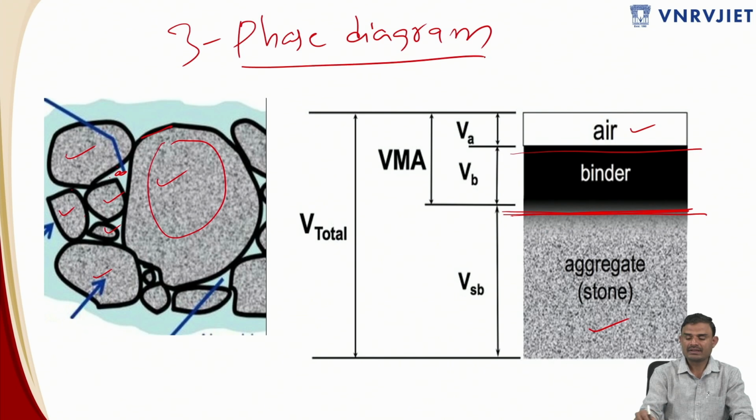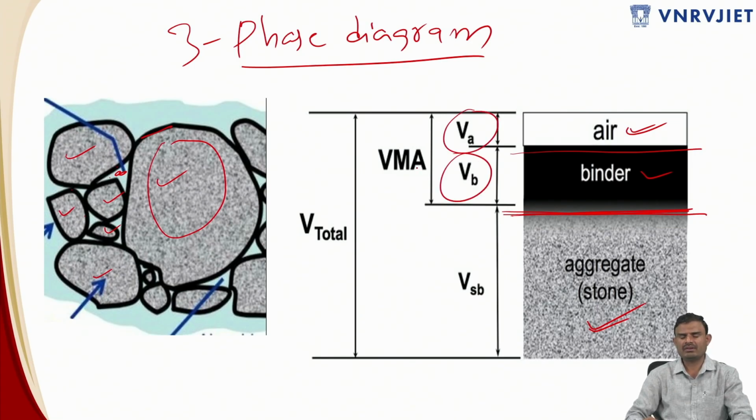This is also called a three-phase diagram because we have three phases: air, binder and aggregate stone. That is why it is called a three-phase diagram. It helps us understand the contribution of air, the amount of air voids present, and the volume of the bitumen. Even though we are very sure of the amount of bitumen we have added in terms of weight, we don't know the volume of the bitumen present in the specimen.